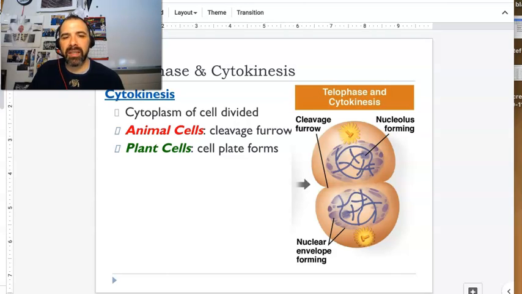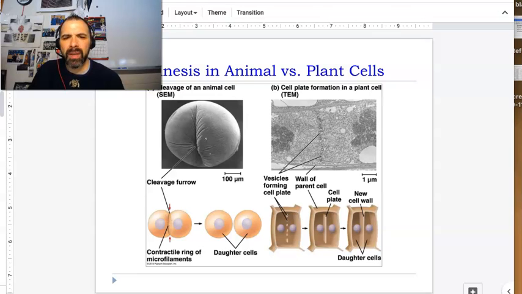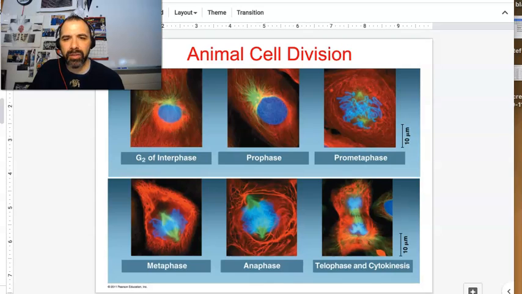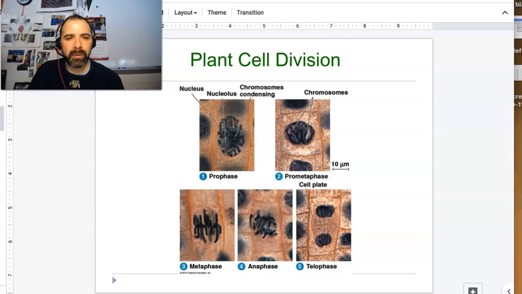Cytokinesis basically is when the cytoplasm of the cell divides. Animal cells form a cleavage furrow, and plant cells form a cell plate made up of carbohydrates. So that's cytokinesis in animal versus plant, as you can see in those images. And there's your animal cell division. I'm going through this quickly because this should be review. So G2, prophase, prometaphase, metaphase, anaphase, telophase, cytokinesis, back into interphase.